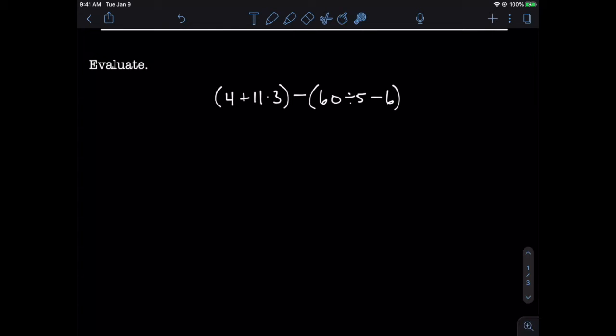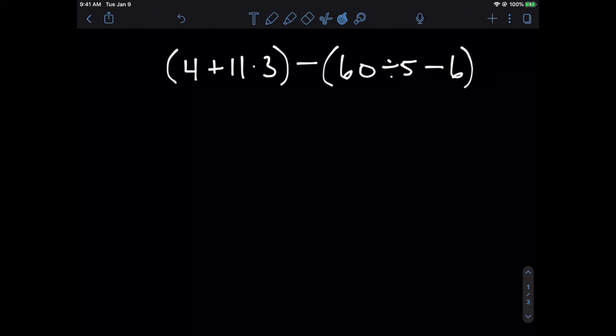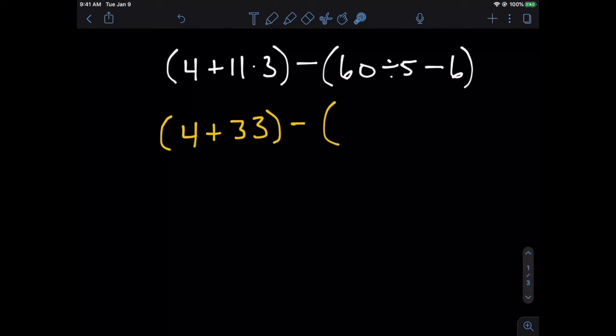One with the parentheses on the left-hand side, 4 plus 11 times 3. The other problem that we would do is the second parentheses, 60 divided by 5 minus 6. So, starting in on the left-hand side, we need to do our multiplication first. This gives us a new parentheses term of 4 plus 11 times 3 is 33. In our second set of parentheses, same thing, we have to do our division here first. 60 divided by 5 is 12, and then we subtract 6. Now, within each of our two parentheses terms, we're just going to do our addition and subtraction.